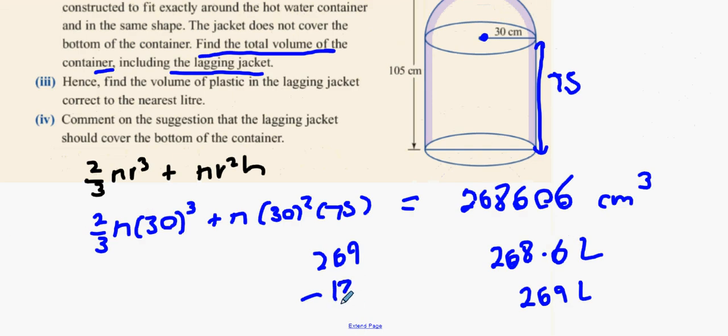180. The answer is 89. Do you have a question? Are you just wondering about 1,000 because that's what it has to be in liters, to compare it to the first one. Comment on the suggestion that the lagging jacket should cover the bottom of the container.